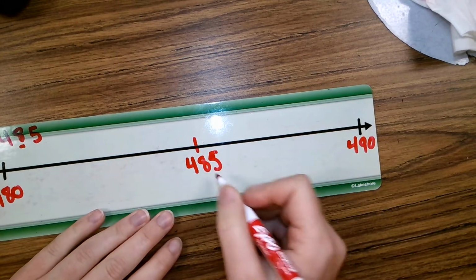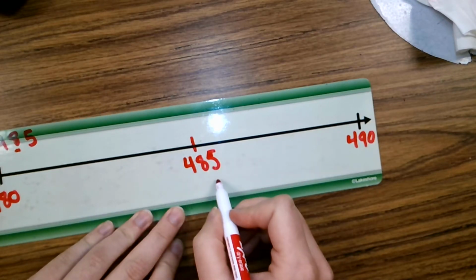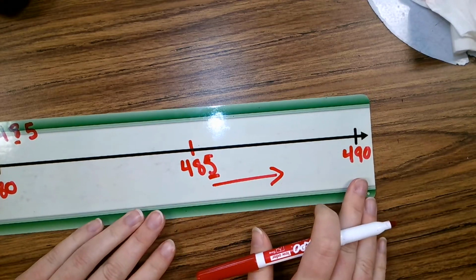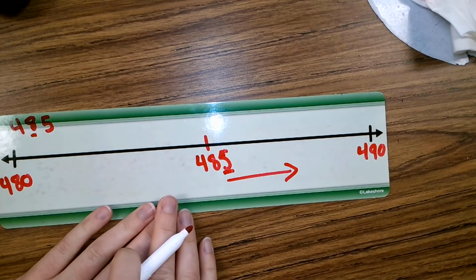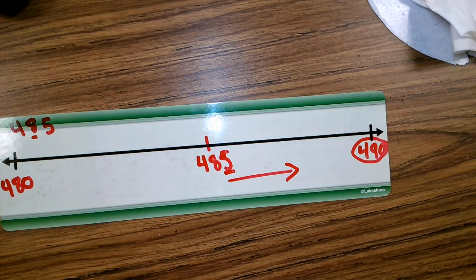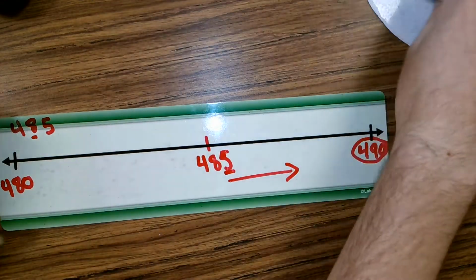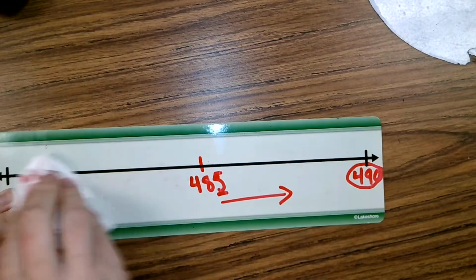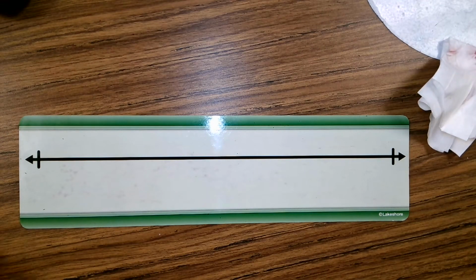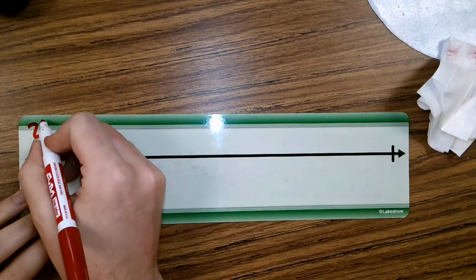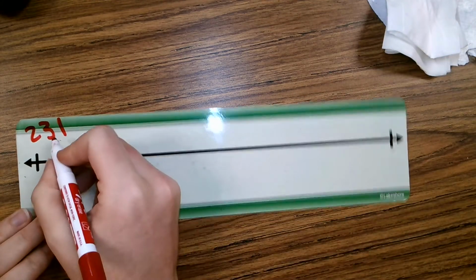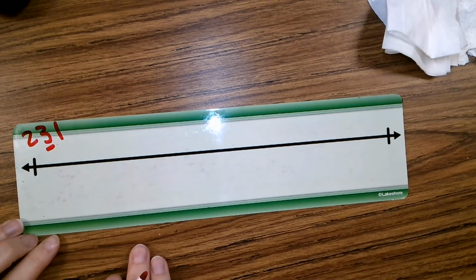And if we remember, if it's halfway, we're going to round up. Okay, so it's halfway, it ends in a 5. We're going to round up to the next 10. So 485 rounded to the nearest 10 is 490. Okay? So let's try another one. Our next number is 231. Okay, we're still going to round to the nearest 10. So we have to find what two tens 231 is between.